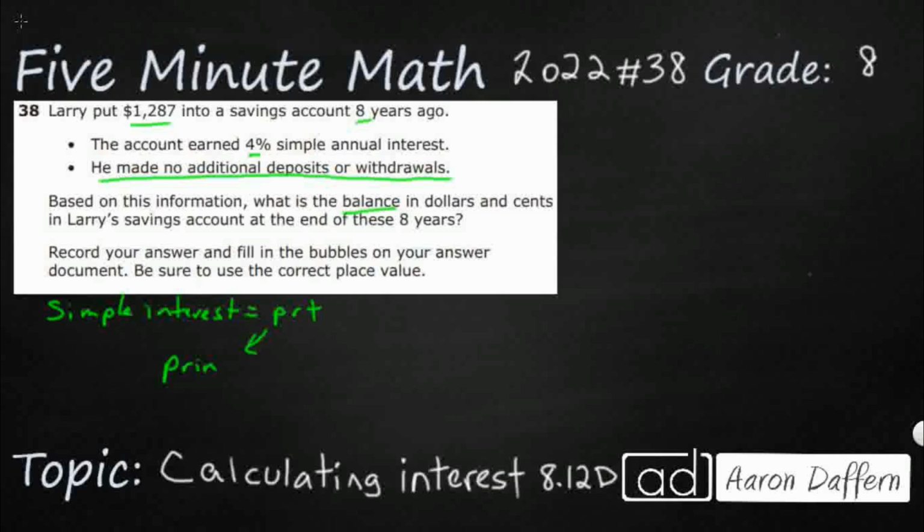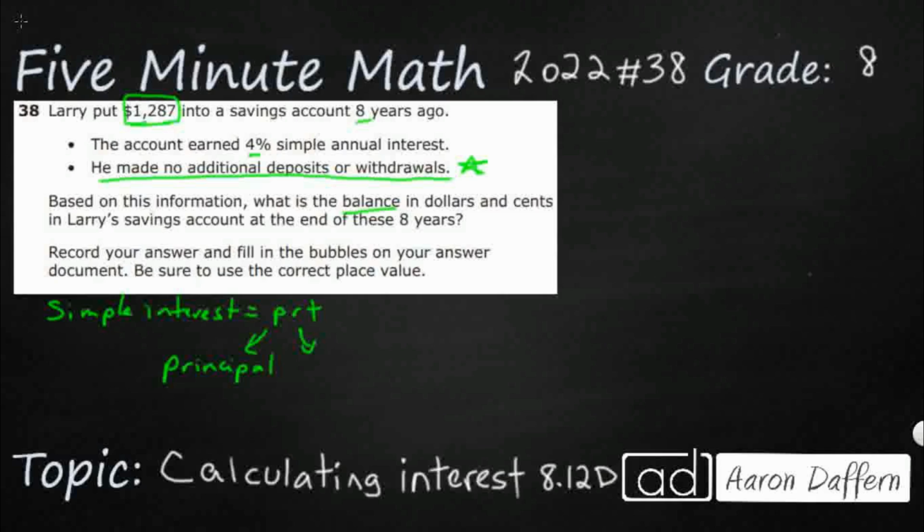P is for the principal. So this is the amount of money that's earning interest. It is the $1,287. If you were to make additional deposits or take out money with withdrawals, you would have to recalculate it because the principal would change. But it does say that there are no additional deposits or withdrawals, so our principal stays the same.